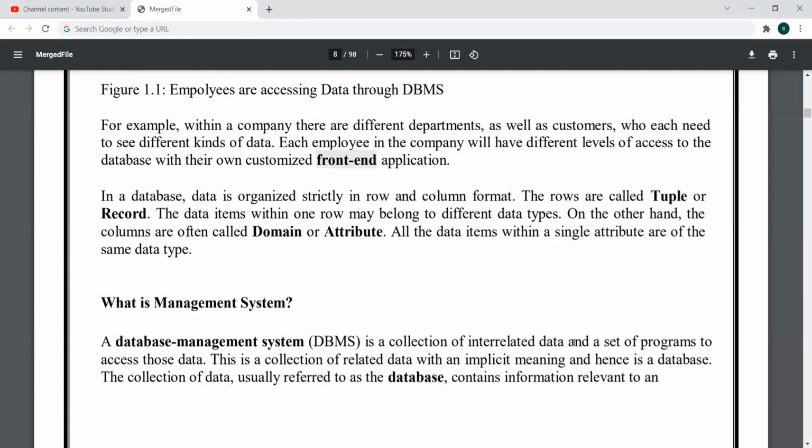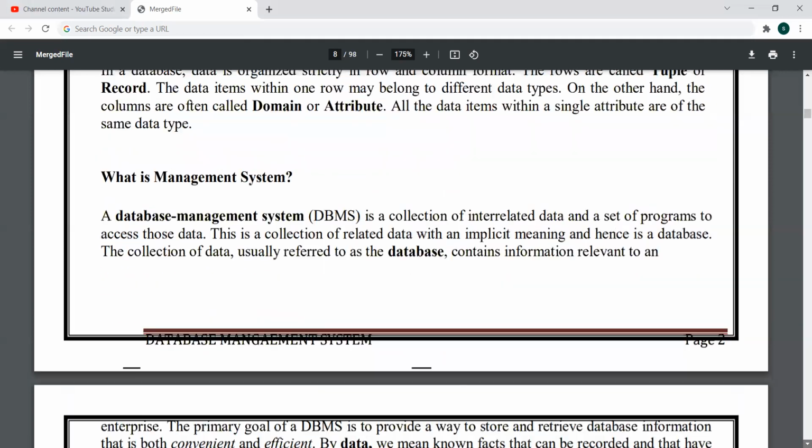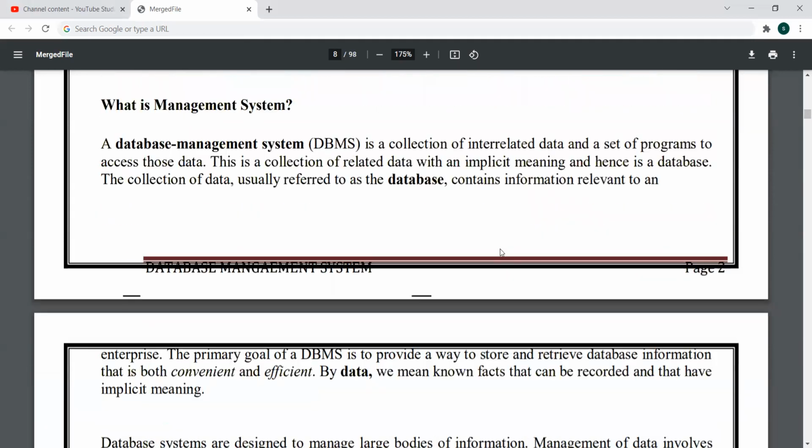What is a management system? What is DBMS? What is a database management system? A database management system is a collection of interrelated data and a set of programs to access those data.